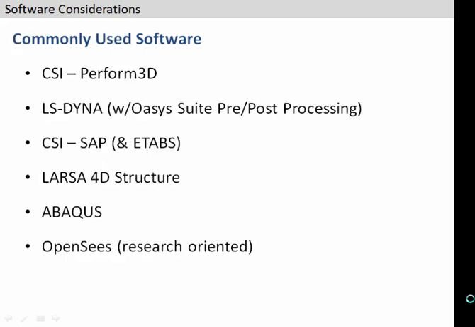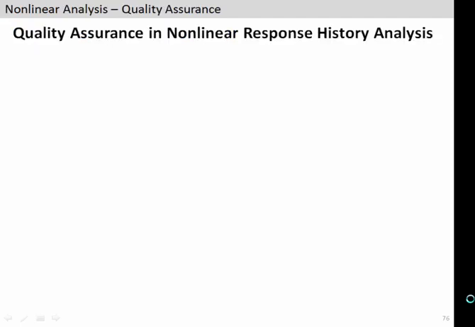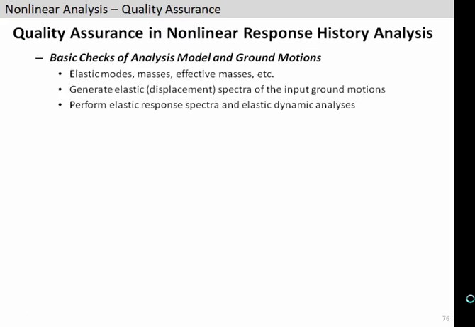I won't attempt to rate software, but I've listed some here. Certainly for these core wall buildings, I think it's no secret that CSI Perform 3D is used on a lot of these. I also see LS-DYNA, which folks at Arup have used, and the other CSI products and these other things here. Abaqus and OpenSees are for more detailed modeling where you're trying to really dig into something. So the last slide is quality assurance.